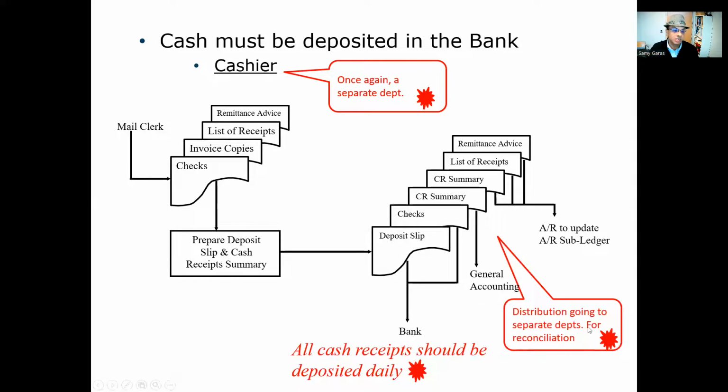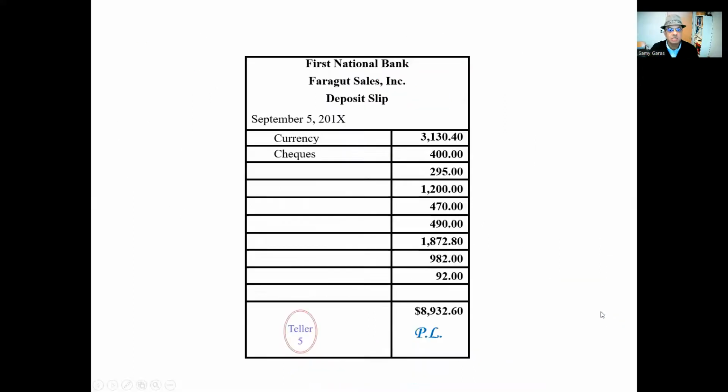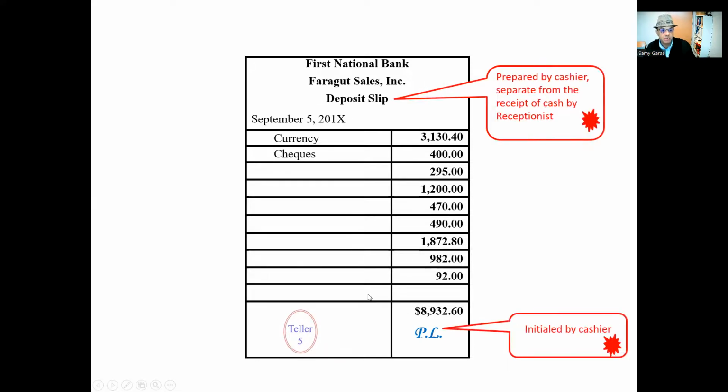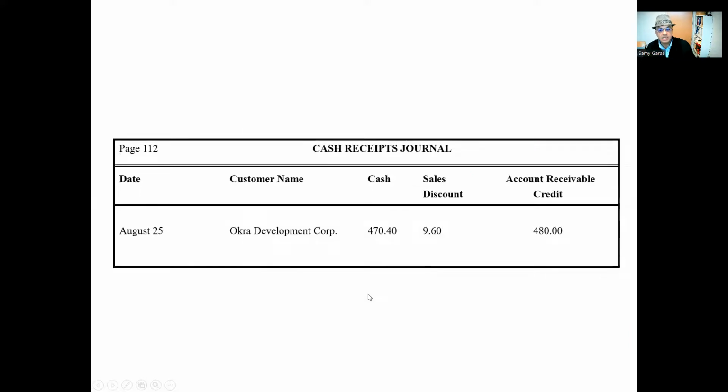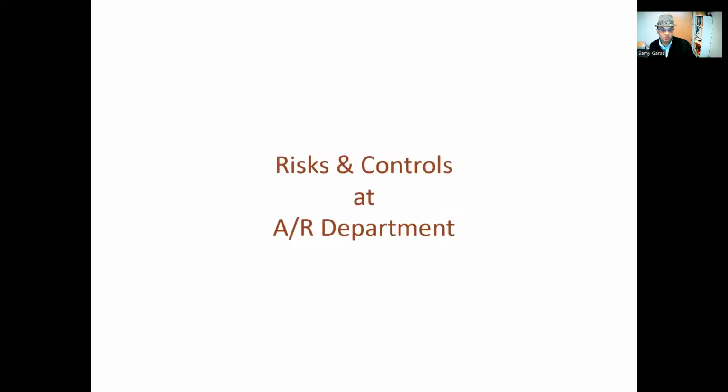Okay? So here the distribution goes to a separate department for reconciliation. Then we have here the sales, the deposit slip to prove that we deposited all the amounts into the bank, and it's stamped here by the teller, okay? And then we deposit it in the cash receipt journal. So we go from the sales to the actual cash receipt, and then it goes to the journal.